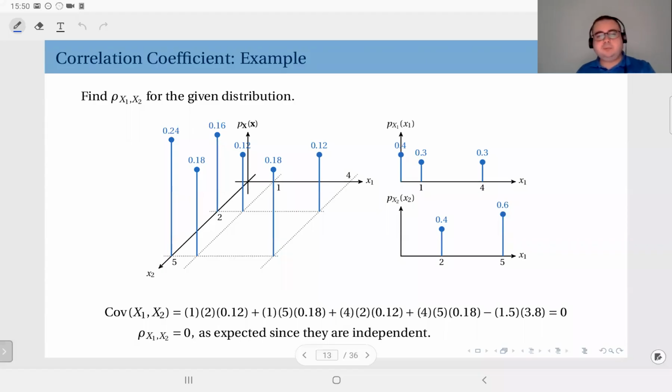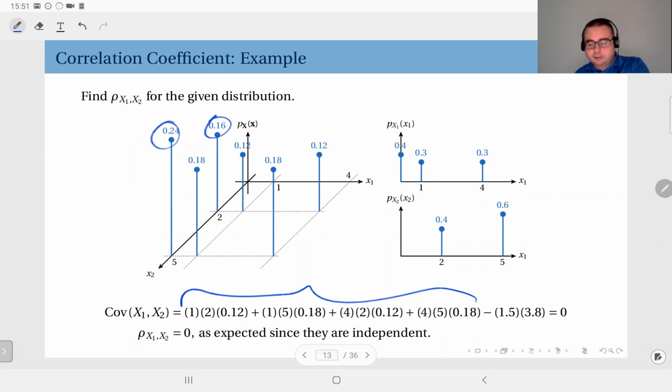Let's do a simple example of correlation coefficient computation. Again, we have the same distribution here. We have the marginals computed. And if you compute the covariance, well, first of all, this part is the correlation, okay? I omitted the zero outcomes that would lead to a product of zero. You have 0 times this probability plus 0 times this probability. I didn't have much space here, so I omitted them.